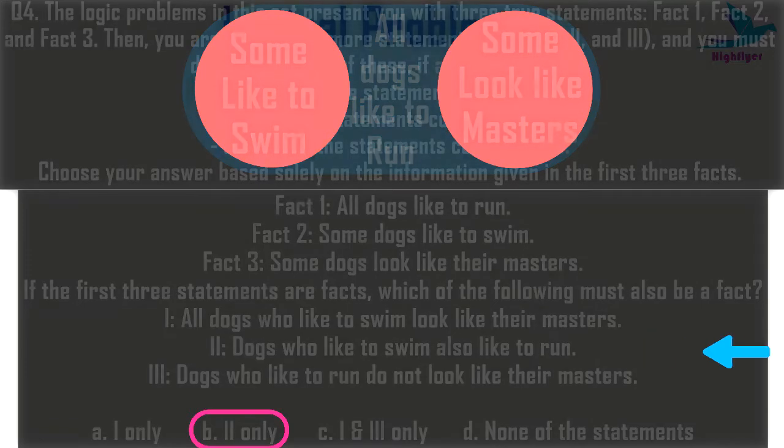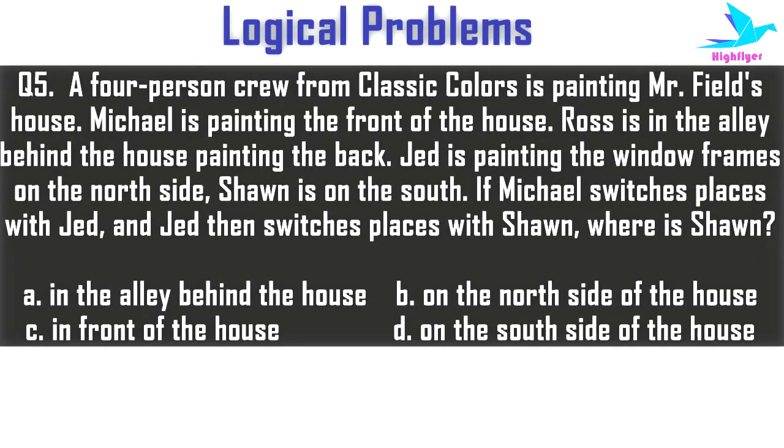Next example. Read the question carefully and choose the correct answer. The question is, a 4-person crew from Classic Colors is painting Mr. Field's house. Michael is painting the front of the house. Ross is in the alley behind the house painting the back. Jade is painting the window frames on the north side. And Sean is on the south.